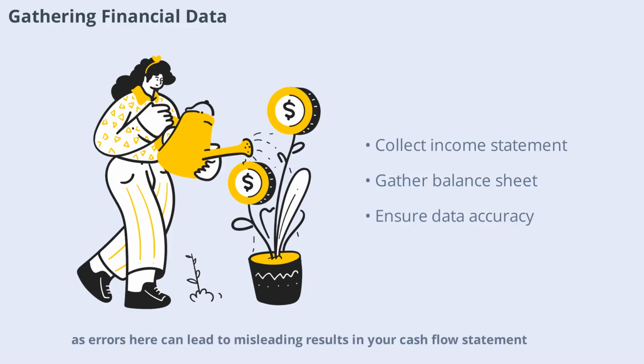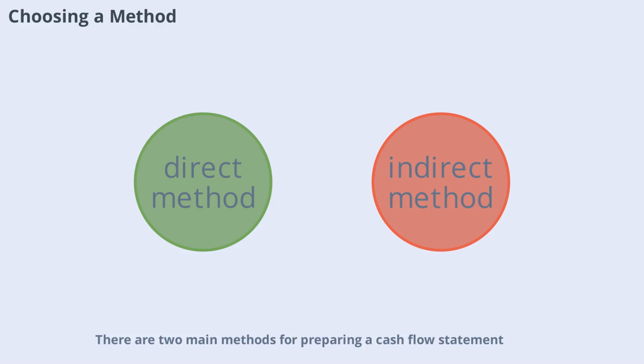There are two main methods for preparing a cash flow statement: the direct method and the indirect method. The direct method lists actual cash receipts and payments, while the indirect method starts with net income and adjusts for non-cash items. Most companies use the indirect method because it's easier to prepare with available data. We'll focus on the indirect method in this guide, but it's good to know both approaches.